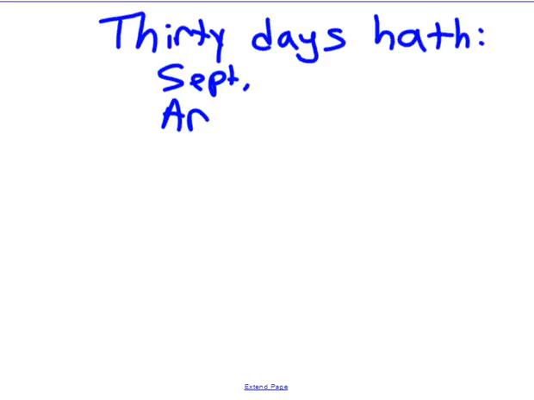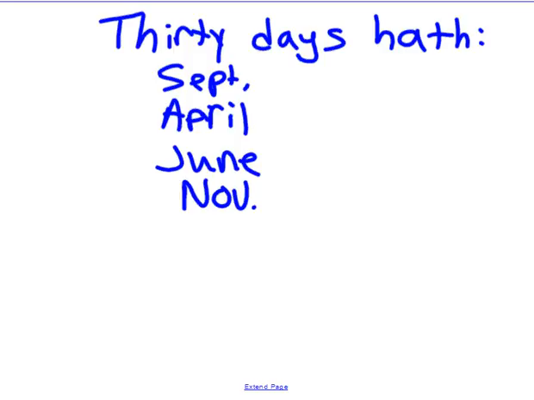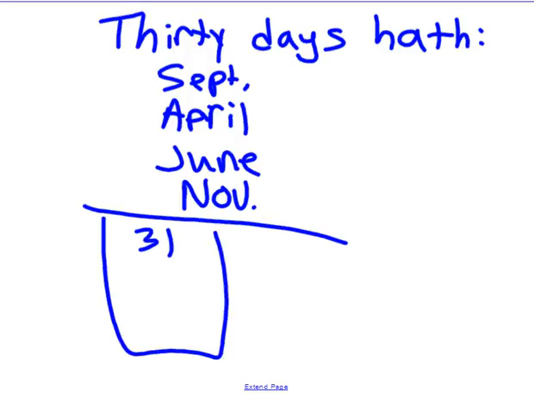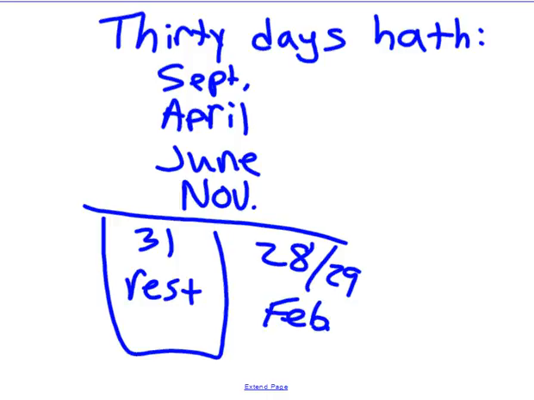Yeah. So there's a phrase you need to know: 30 days has September, April, June, and November. All the rest have 31, except for February, which has how many? 28, sometimes 29, depending on the leap year, right? So 30 days has September, April, June, and November. All the rest have 31 except for February, which has 28 alone.